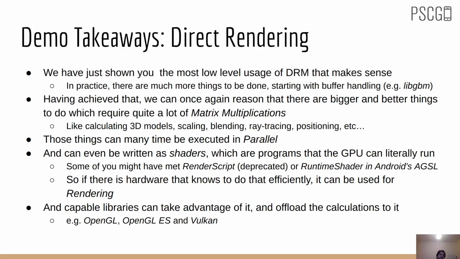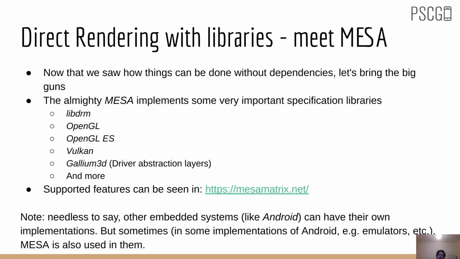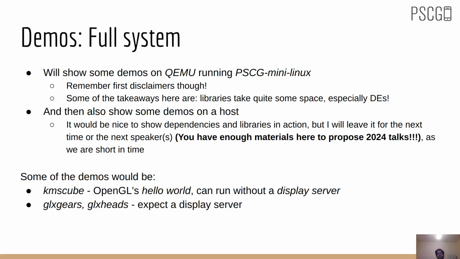Okay. So we said we need libraries. So the de facto standard for libraries on PCs would be Mesa on Linux, and Mesa also provides libdrm that we met, and it also provides implementation of Khronos, OpenGL, OpenGL ES, Vulkan. It enables Gallium that has abstraction layers and so on. You can see some of the available features in the Mesa Matrix. Okay, all kinds of platforms can have their own implementation. That's good. That's fair enough.